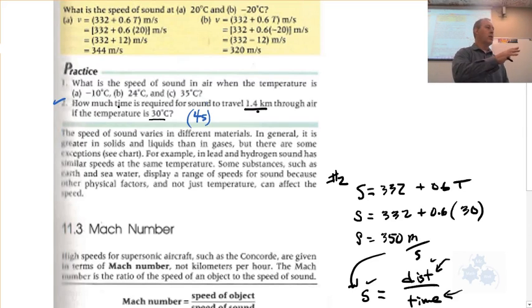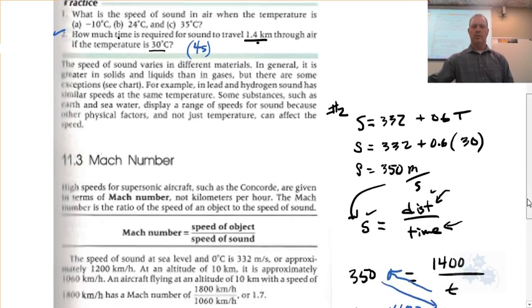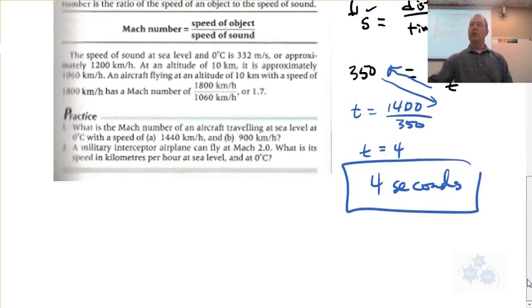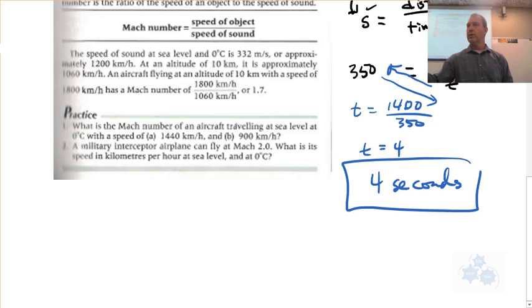Does that help? Whoever asked about that? You guys? Yeah? Okay. All right, any other of those 4 questions? I did have a question yesterday about number 1 here, I think, in 11.3, Mach number.